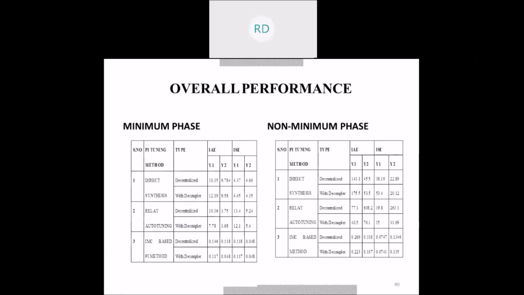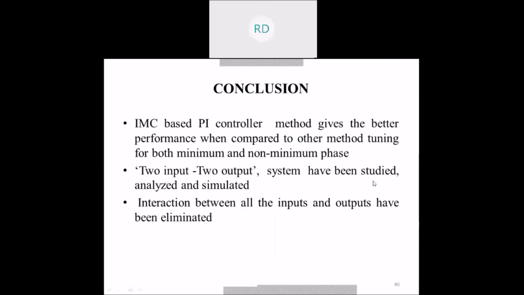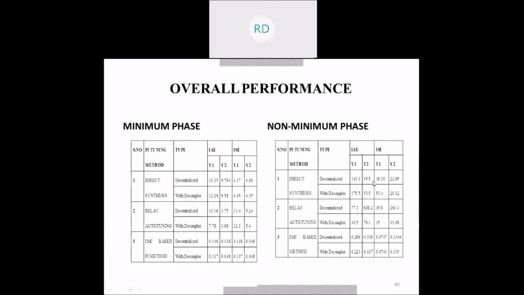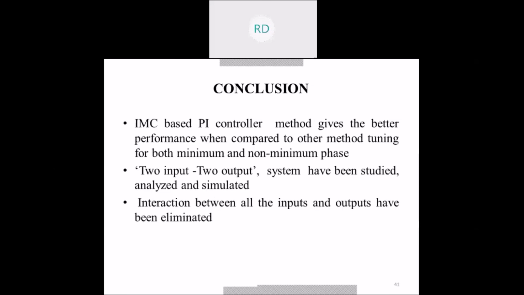So the overall performance analysis for minimum phase and then non-minimum phase, with the direct synthesis method, relay tuning, and IMC based method. When comparing, this is the error analysis and this is your time analysis. I'm getting the better response for the IMC based tuning method. So the IMC based PI controller method gives the better performance when compared to the other tuning methods for both minimum and non-minimum phase.